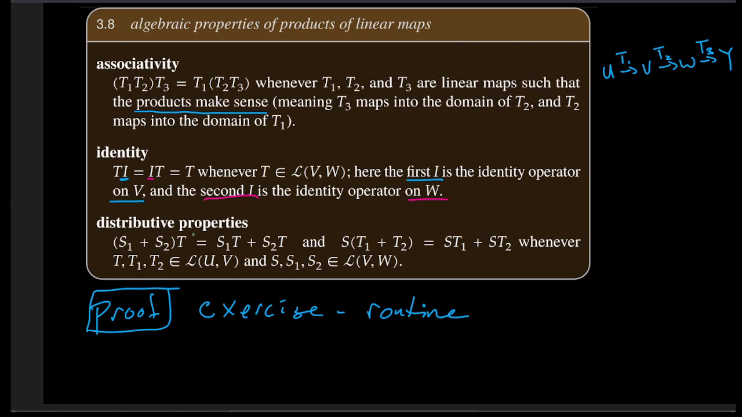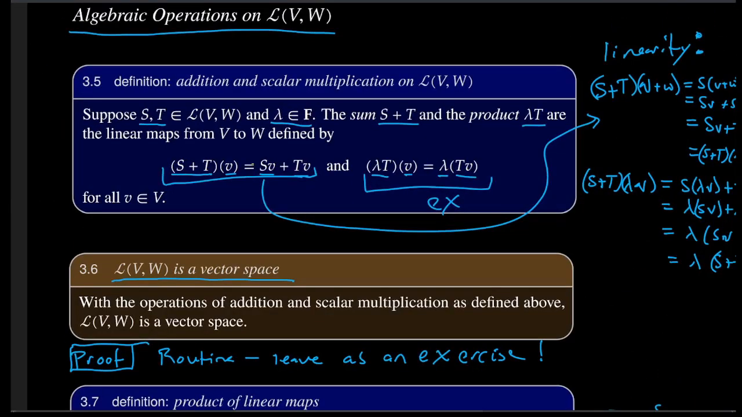Finally, the distributive property. So if you take the sum of two linear maps that you can add together and you then multiply by T, then you can distribute this multiplication across the sum. This is a pretty interesting fact. That is, since you can put two linear maps on the same space together and add them up and get a new linear map, that's what we talked about up here.